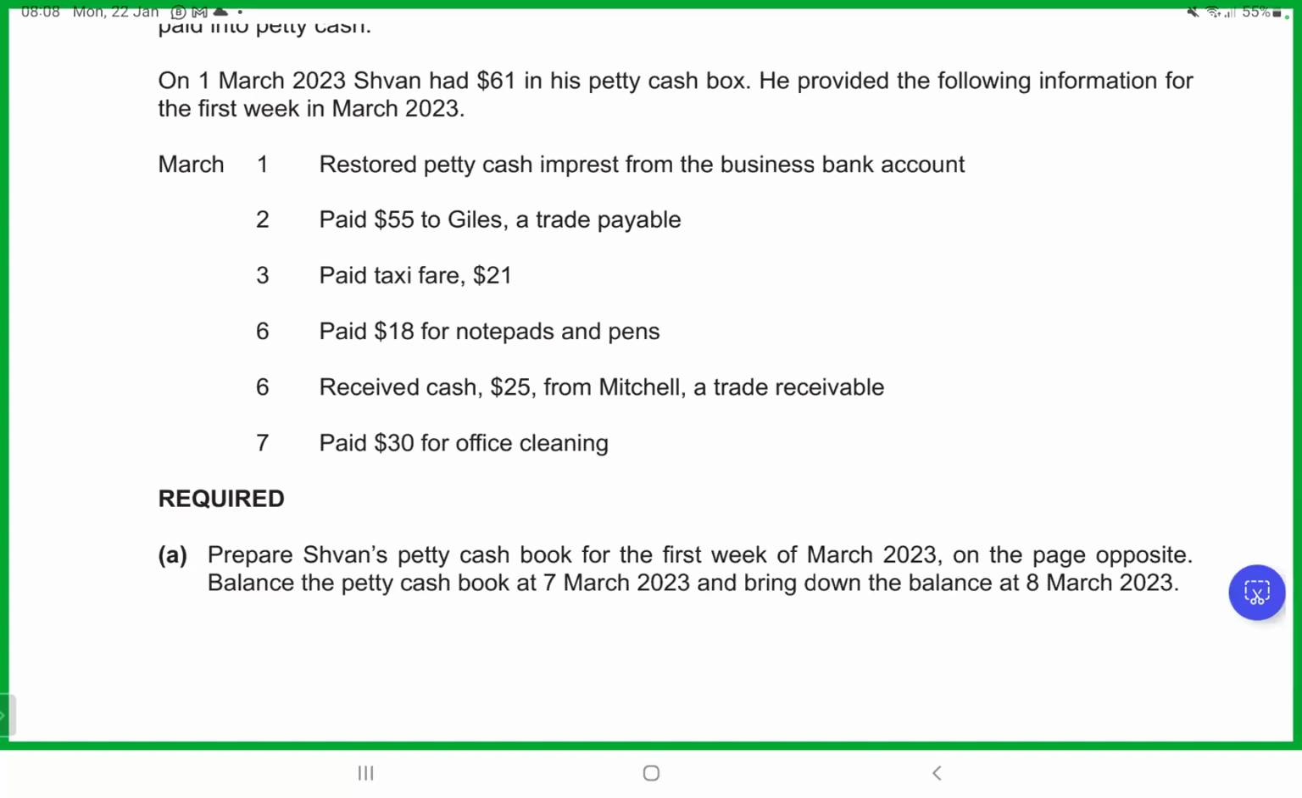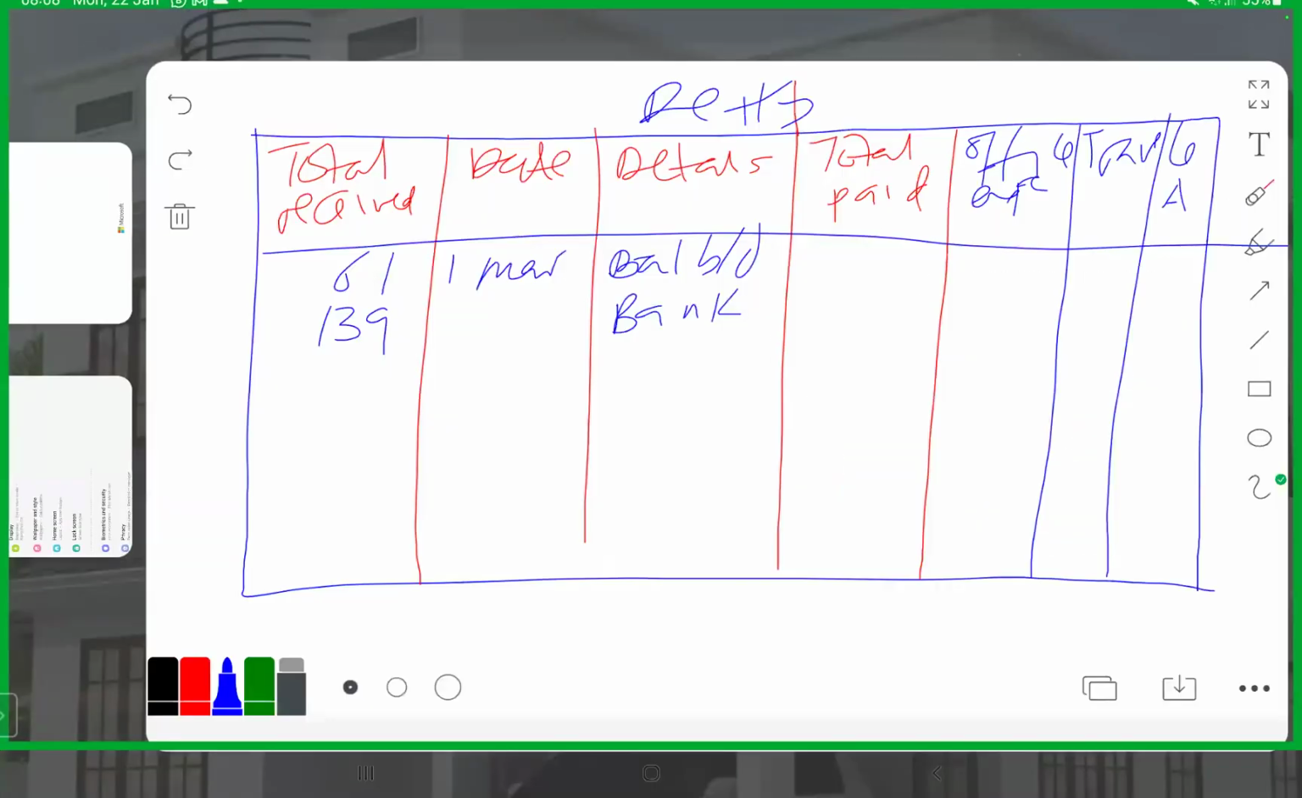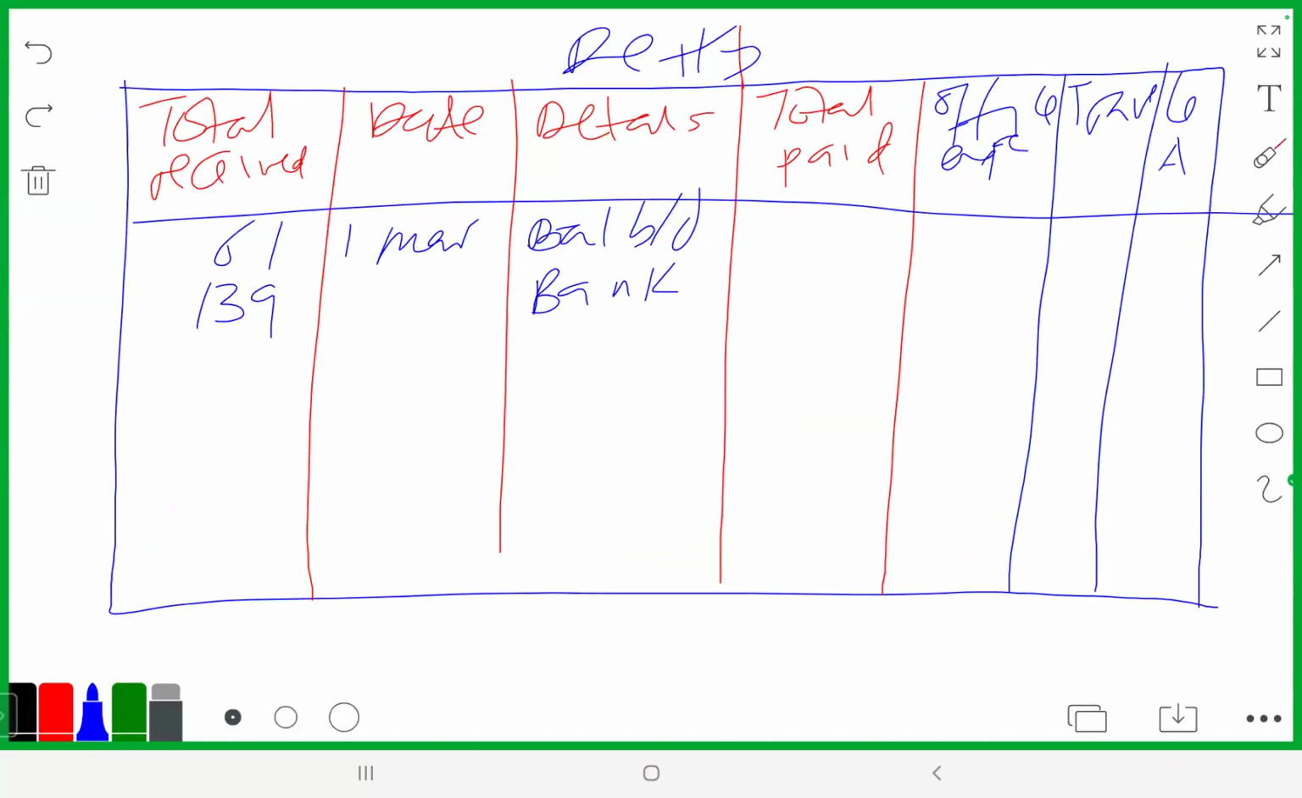Then number 2, on 2 March, we paid 55 to GILS, a trade payable, 55. So this is a payment on the 2nd of March. We paid to who? To GILS. And the amount that we paid is 55. Then the analysis of this column: it is a payable, so it goes in the ledger's account.